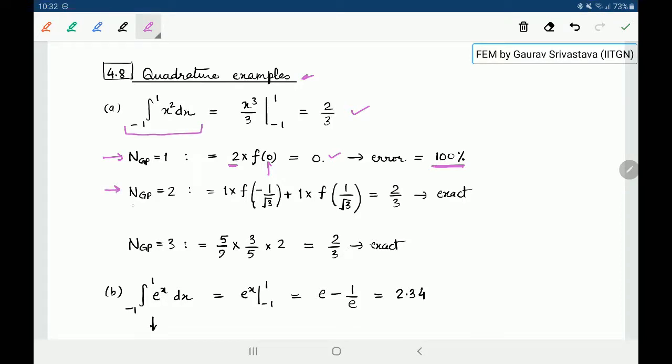If we use two Gauss points, then the weights, both of them, are 1. The abscissas are plus minus 1 by root 3. This gives 2 by 3, which is exact. Again, if you recall, NGP being greater than or equal to (n+1)/2 will give exact results. In this case, we have n equal to 2. So for exact results, we want NGP to be greater than or equal to 3 by 2, which is 1.5. If we are using two Gauss points, we should get exact results, which is what we are getting. And similarly, you can check the three Gauss point case.